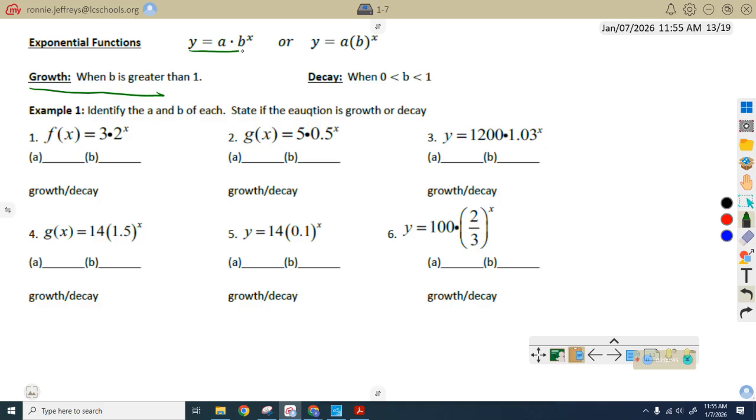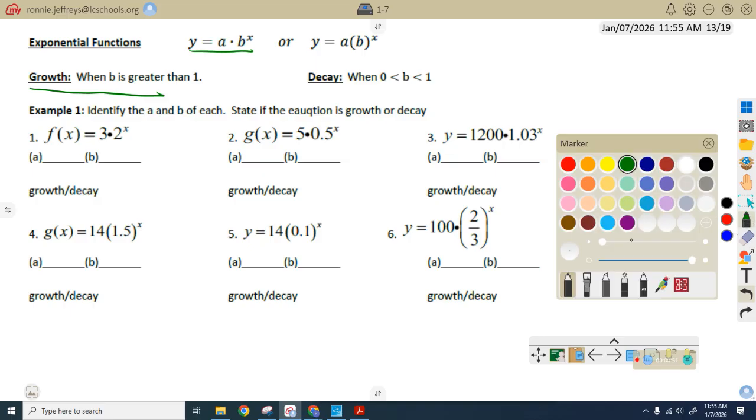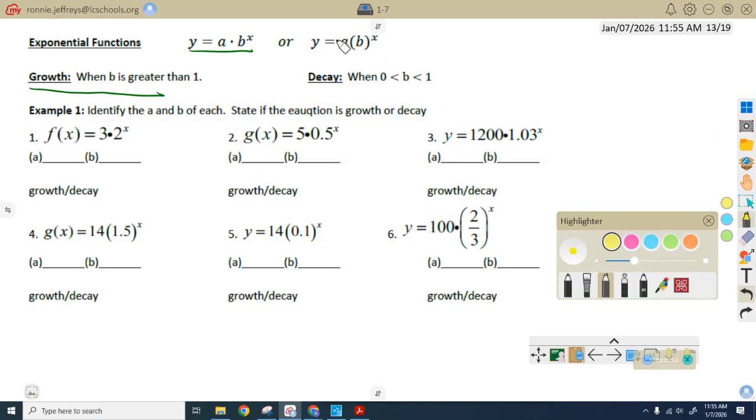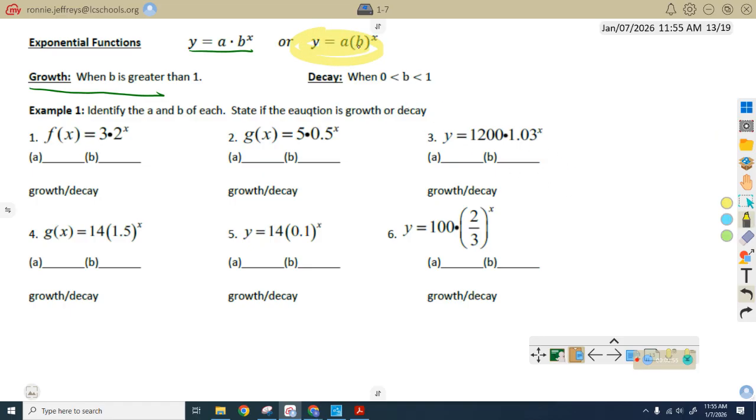We have y equals a dot b to the x, or this right here. You'll actually see more of this right here because it's easier to write. Many people jack up the dot when it's handwritten, they'll try to do it like it's a decimal, and it just doesn't work that way.